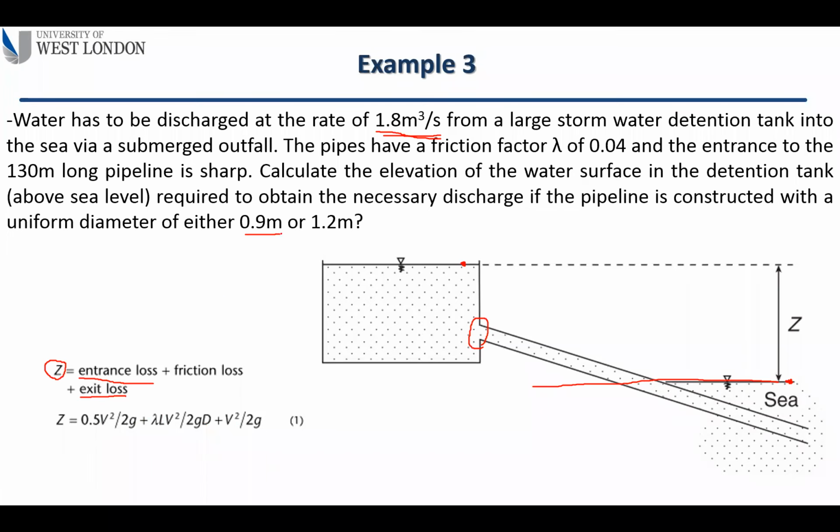We calculate first with the diameter of 0.9, and second with the diameter of 1.2. We have lambda, which is 0.04, and L, which is 130. The only thing we don't have is the velocity. But we have the discharge and the diameter, either this value or the second one, so by using the continuity equation we can calculate the velocity.